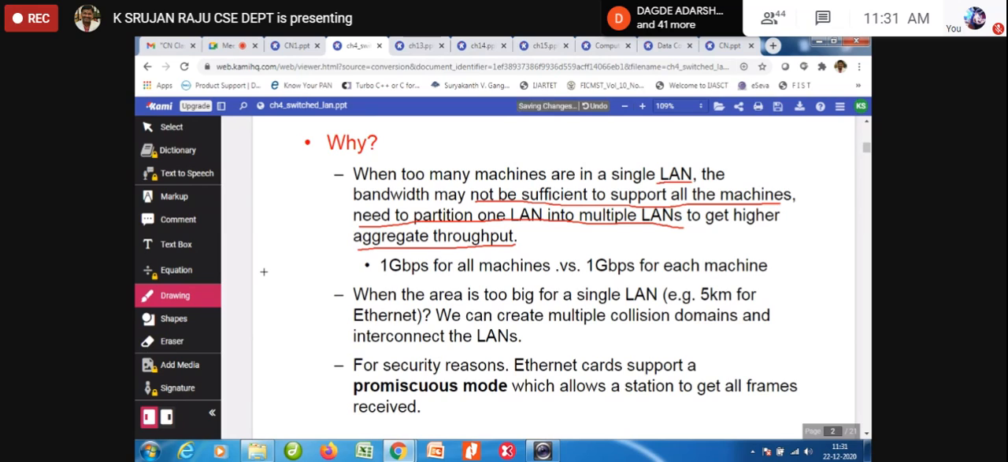This is exactly what you need to understand: why we need switching. If there is a single LAN with 1 Gbps and suppose 100 systems are there, each gets 1 Gbps divided by 100. But my intention is that everyone should get 1 Gbps. So you can have a look at 1 Gbps for all machines versus 1 Gbps for each machine. Which one do we want? 1 Gbps for all machines or 1 Gbps for every machine?